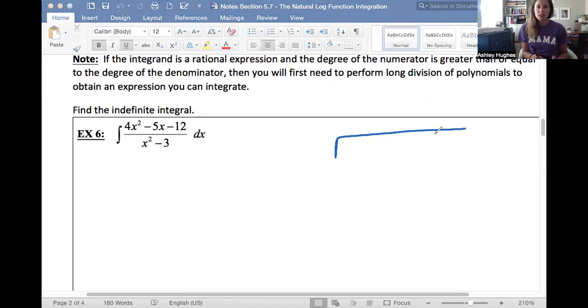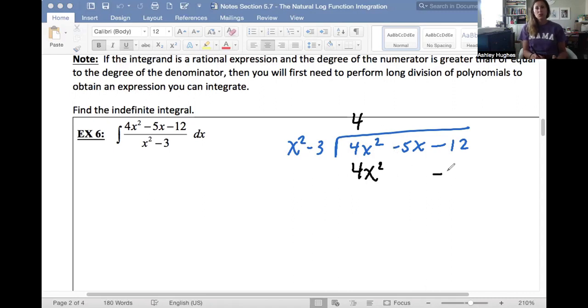Recap of long division. I have 4x squared minus 5x minus 12 divided by x squared minus 3. X squared times what is 4x squared? 4. So I'm going to multiply both of these times the 4. X squared times 4 is 4x squared. Negative 3 times 4 is negative 12.